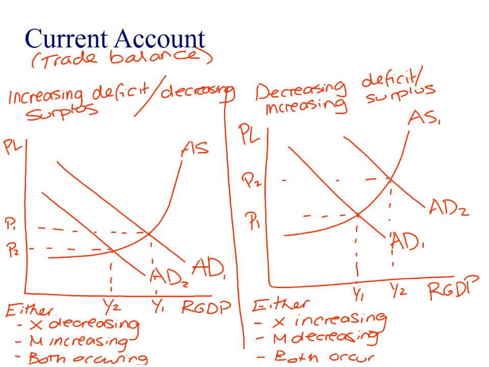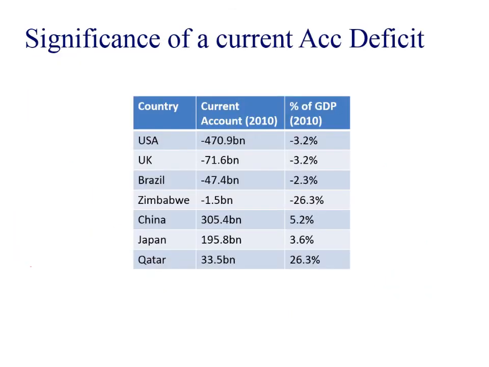And it's either caused by a reduction in your exports or an increase in the imports, or both occurring at the same time. And a deficit, so a decreasing deficit or an increasing surplus, has the opposite effect there. So we get inflation, we get an increase in real GDP, which is known as economic growth. Okay, so that's all very straightforward for students to learn about.